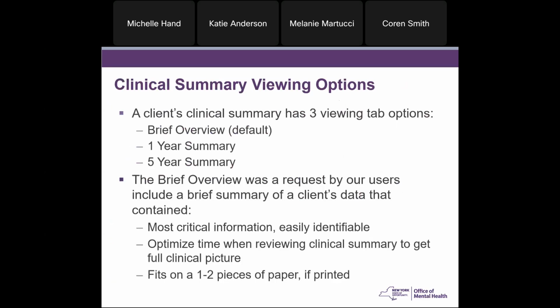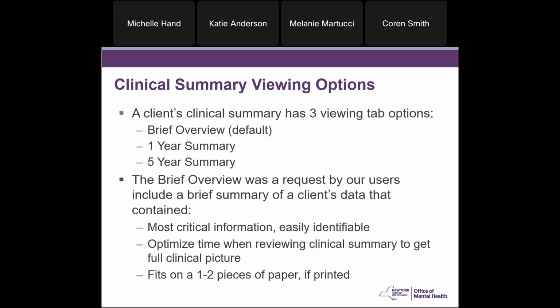So there are a few different viewing options we have for the clinical summary. Automatically, you're going to land on the brief overview screen, which is a snapshot of the most critical information, so you can easily identify that if you need to. We also have a one-year summary, which gives a bit more information than the brief overview. And then the 5-year clinical summary is the full set of all available data for that individual. So I'll show what this looks like.